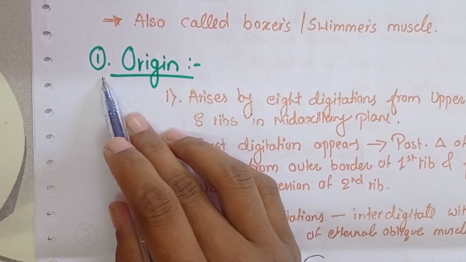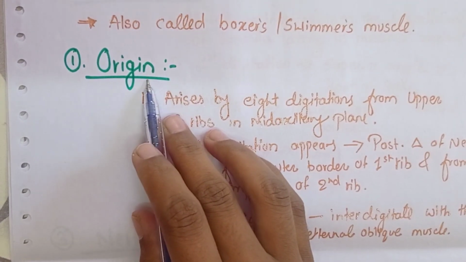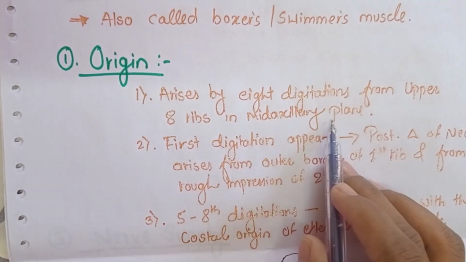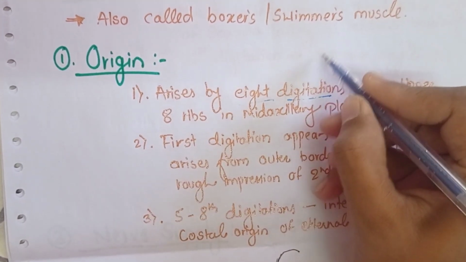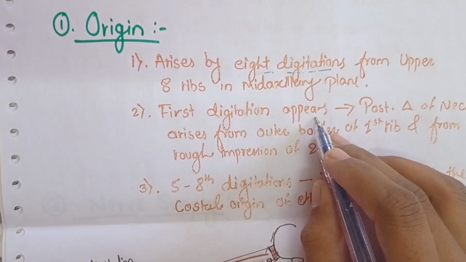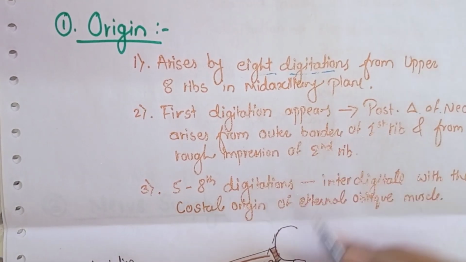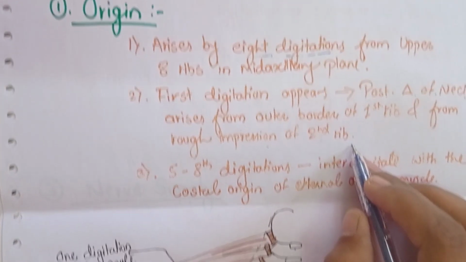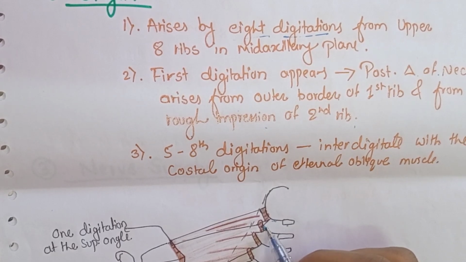Now, the first point that we have to see is the origin of the muscle. This muscle arises from 8 digitations from the upper ribs in the mid-axillary plane. Total 8 digitations are there. The first digitation appears in the posterior triangle of the neck, which arises from the outer border of the first rib and from the rough impression of the second rib.